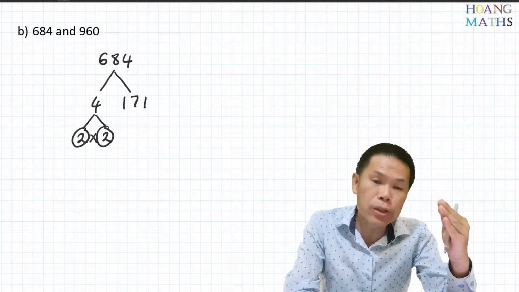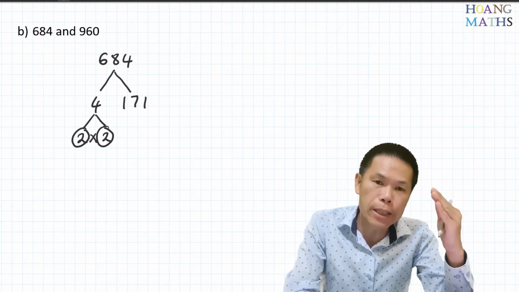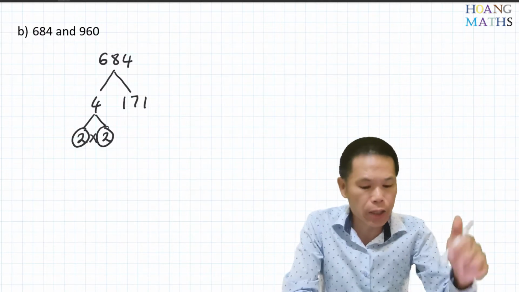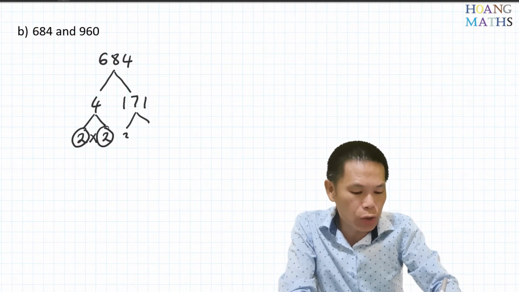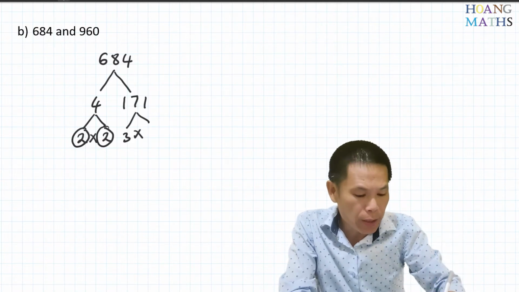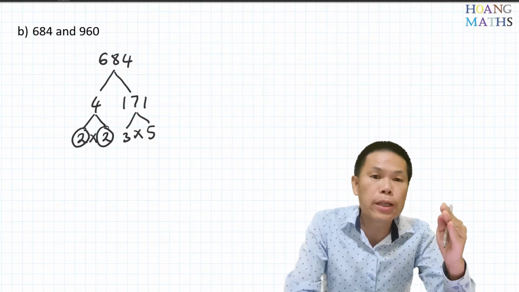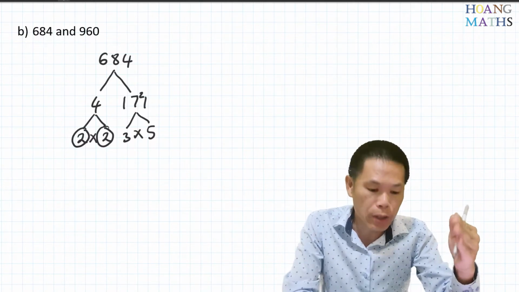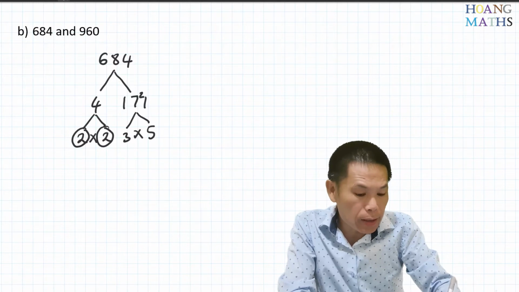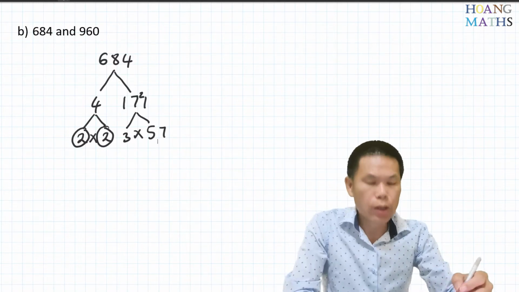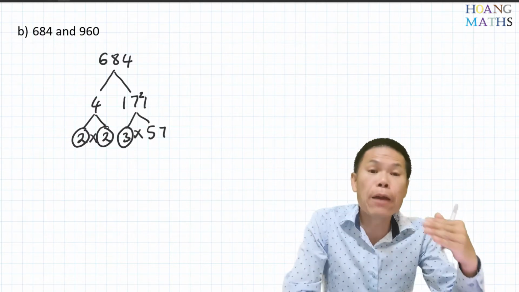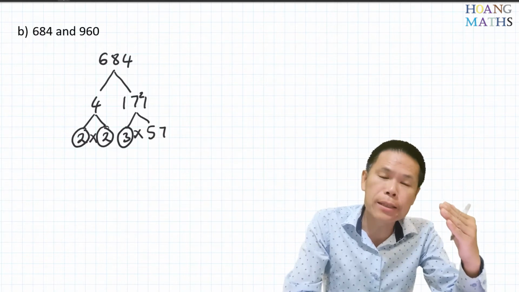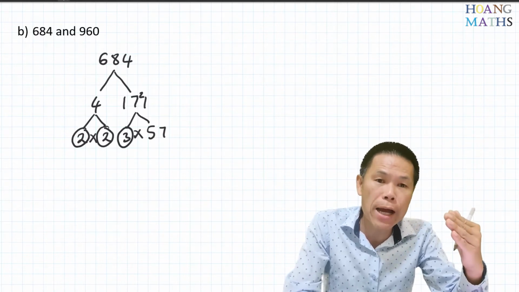Now, 171: if you add 1 plus 7 plus 1, that is equal to 9, so it's divisible by 3 and by 9. So we just divide by 3. 3 goes into 17 five times, because 5 times 3 is 15, so the remainder is 2, becomes 21, and 3 goes into 21 seven times. So that 3 is a prime number, and 57 is divisible by 3, because 5 plus 7 is 12, and 12 is divisible by 3.